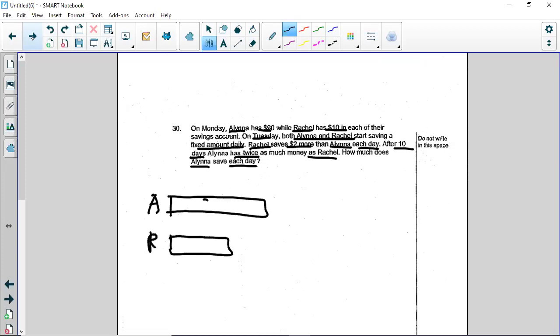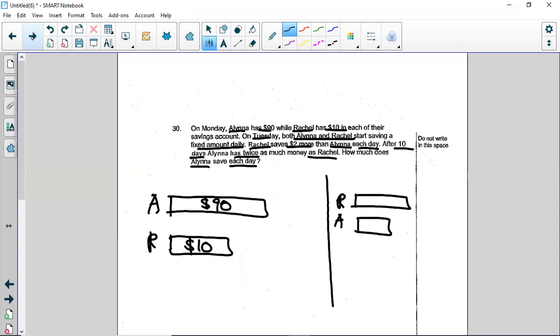So Alina has $90 on Monday. Rachel has $10 also on Monday, right? And both of them save every day. So how much do they save? I have a separate model. Okay, a separate model. Why? Because Rachel saved $2 more than Alina every day. So I draw a separate model.